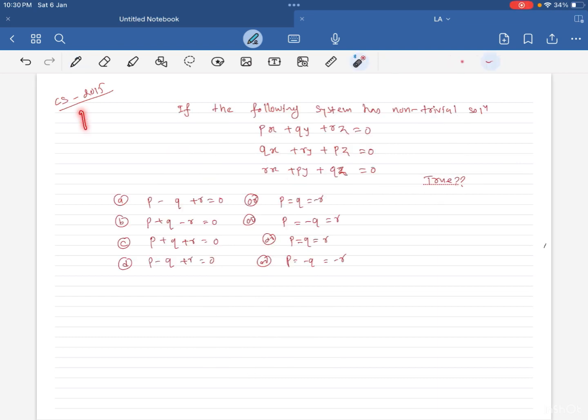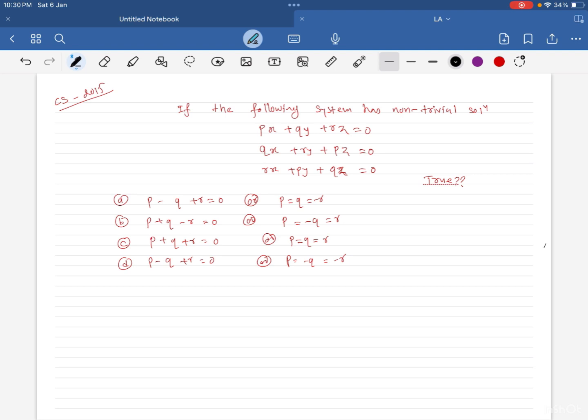Okay, this question is from CS 2015. So the question is, if the following system has a non-trivial solution, so some non-trivial solution exists for this system of equations, then which one of these is true, right?